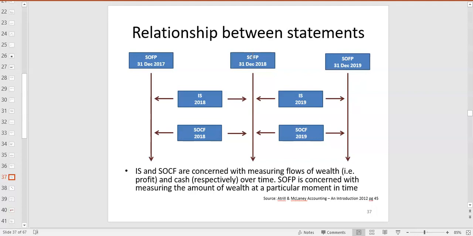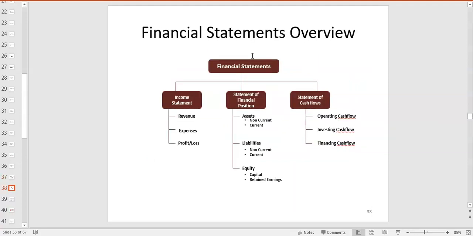Get a picture of what you're seeing and look at the commentary that's there as well at the front end of the annual report, which we'll look at in a second. And that's just a kind of summary then of what the key elements are.